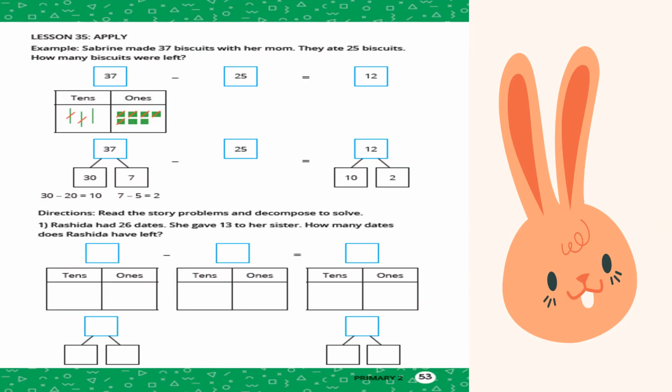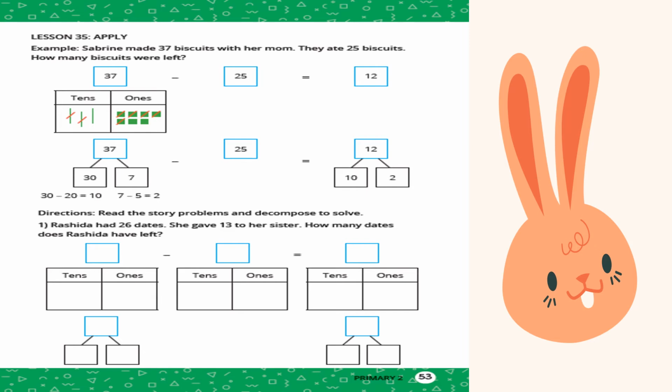Let's move to lesson 35. Sabrine made 37 biscuits with her mom. They ate 25 biscuits. How many biscuits were left? Left is a keyword for what? Yes, left is a keyword for subtraction.